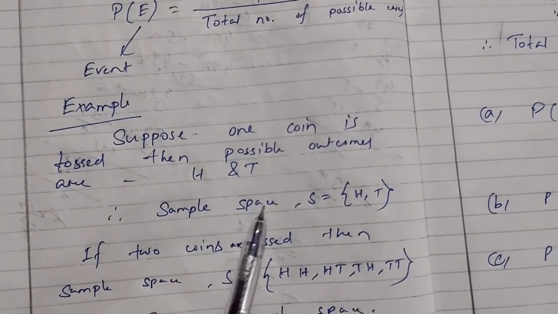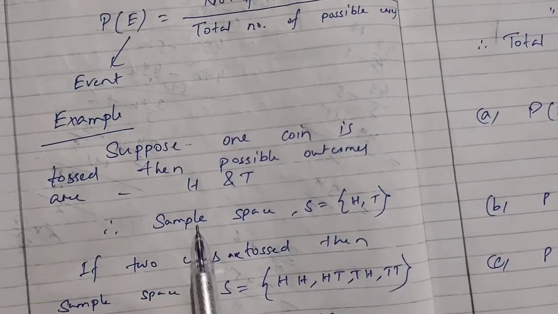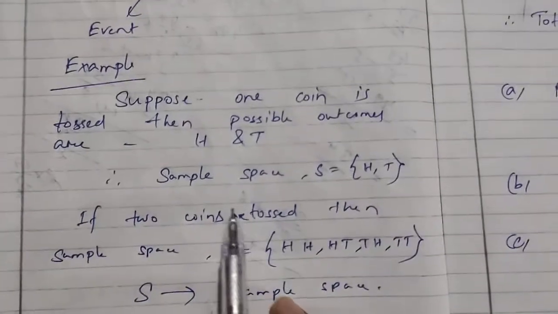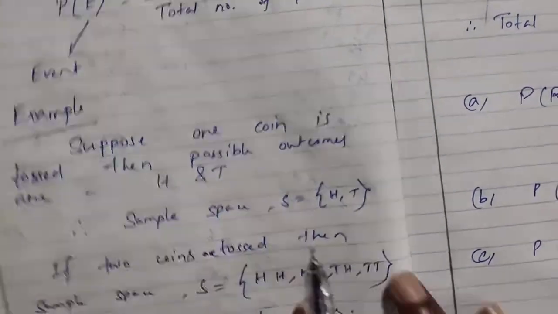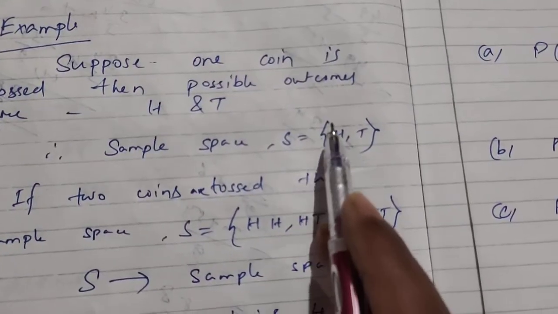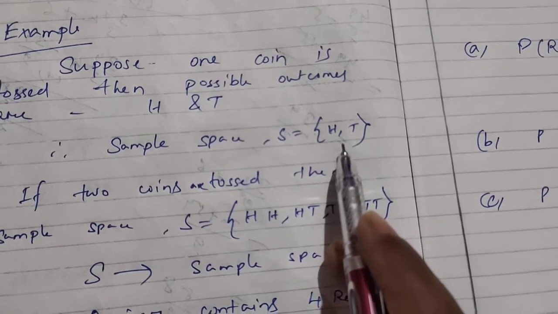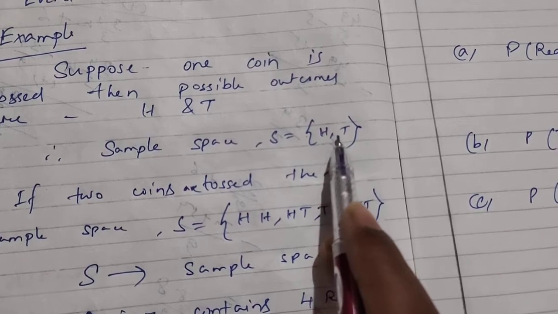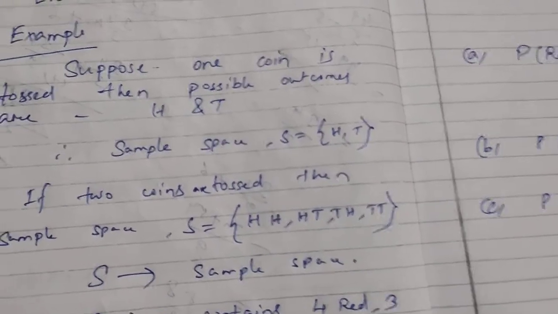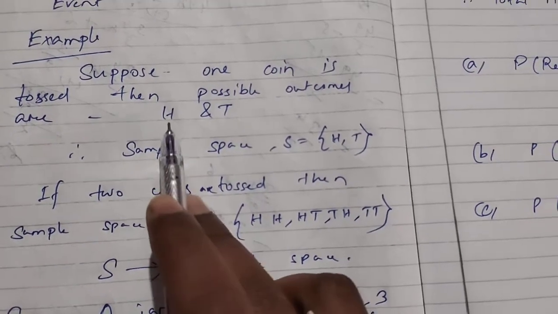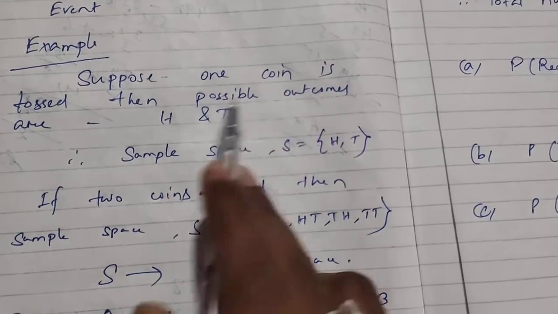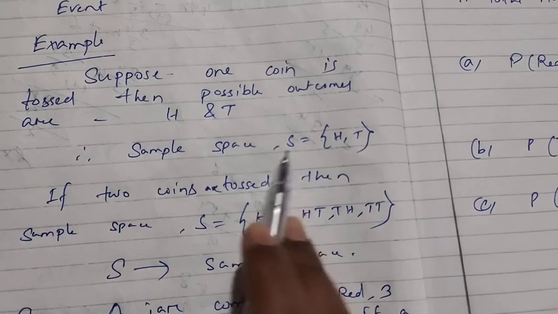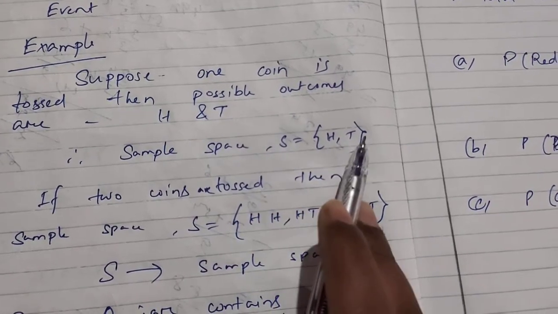Now one word you have to know, that is sample space. S stands for sample space. Sample space is a set, which you write within curly brackets, and inside those brackets the elements are separated by commas. So suppose one coin you tossed, then the possible outcomes are head and tail. So the sample space S is equal to {head, tail}.